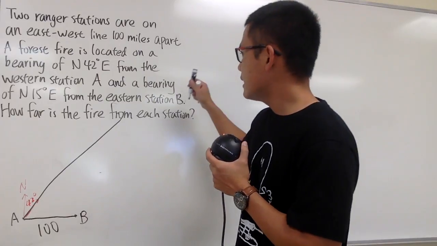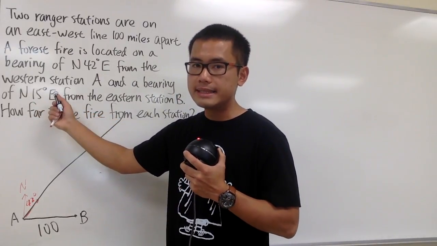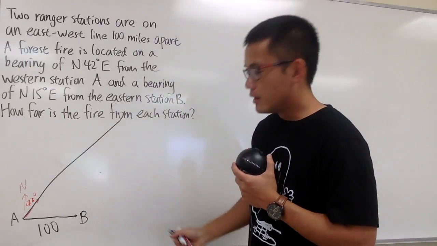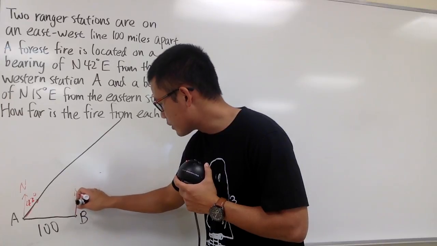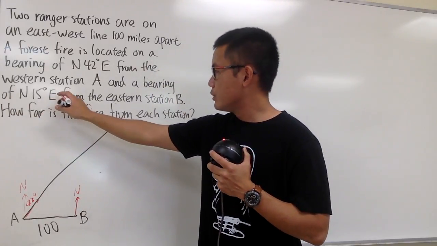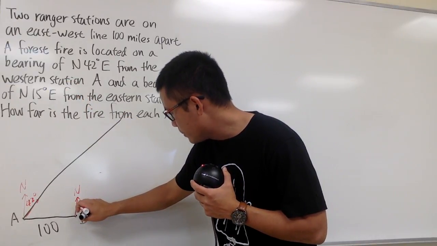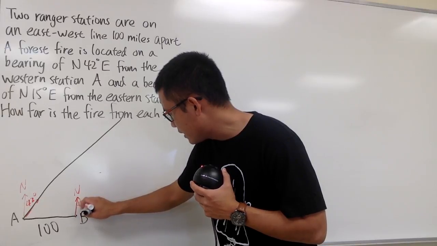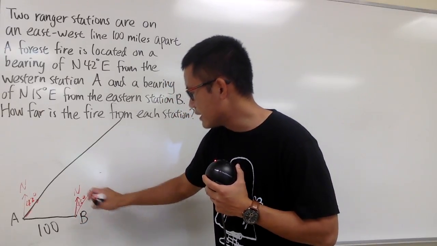And on the other hand, we have a bearing of north 15 degrees east from station B. So similarly on B right here, we first look up. This is the north direction. And we have to turn 15 degrees toward the east side, which is toward the right again. So I just have to turn a little bit right here, right? This much is the 15 degrees. Hopefully you guys can see it. And this is the direction I have to go, isn't it?